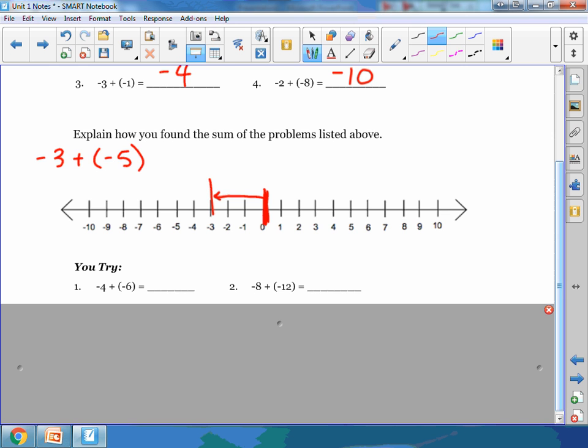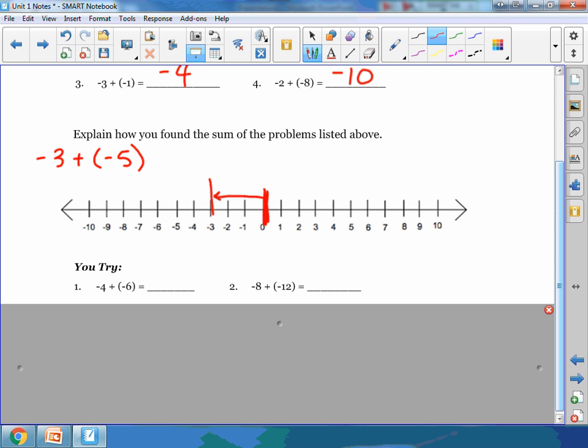When you add more negatives, which direction on the number line are you going to proceed? If I'm adding more negatives, you guys point for me? Which direction if I'm adding more negatives?